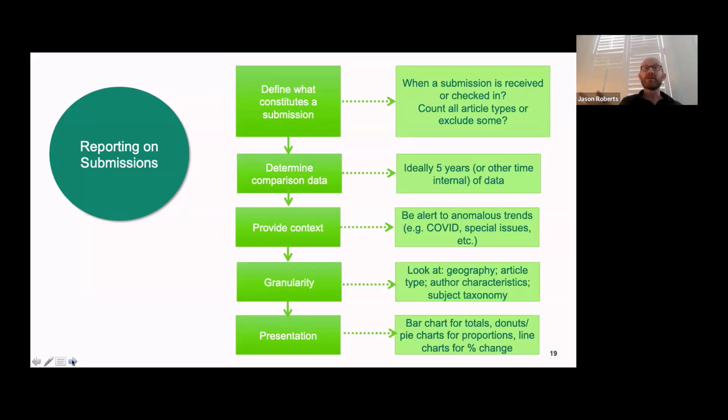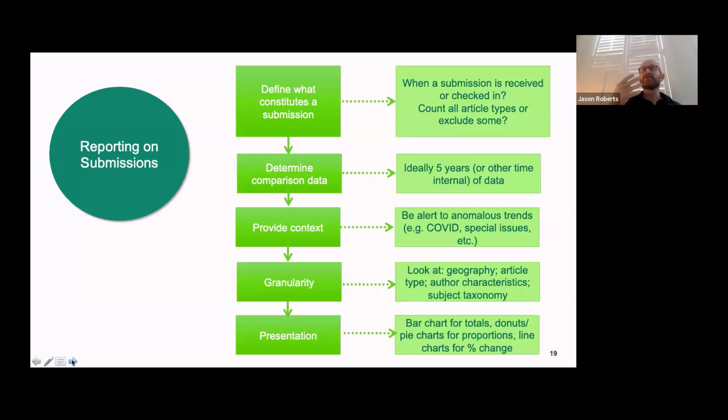Of course, the problem that we all have right now is that COVID has really made a mess of the data. So particularly for submissions, they went through the roof in 2020 and to some extent in 2021. And so maybe you've got to elongate your reporting period just to try and get accurate data. And again, that's when I say provide context. COVID is a classic example.